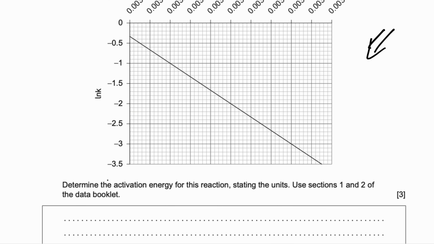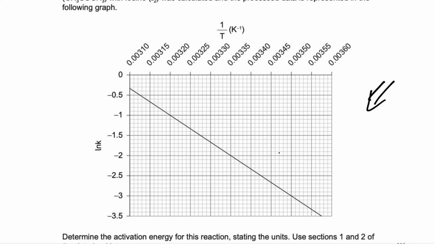Question: determine the activation energy for this reaction stating the units. They're telling us that we can use section 1 and section 2 of the data booklet. Okay, so let's get started. We're given a graph with a straight line. What can I do with this?